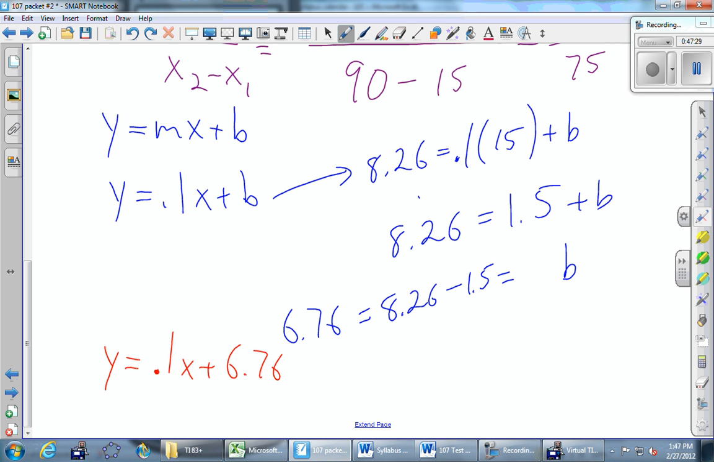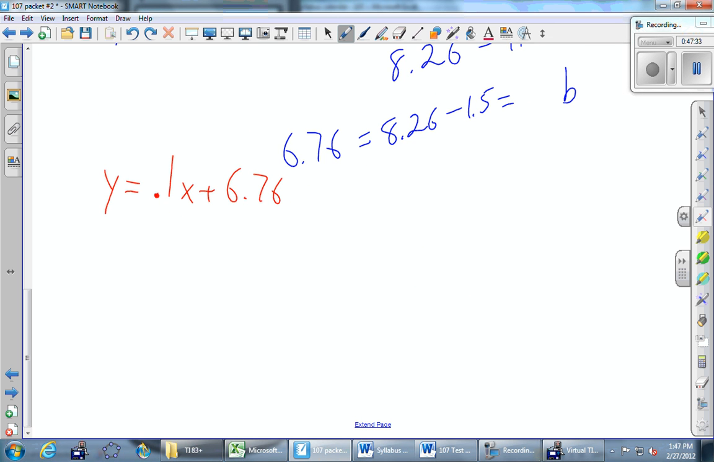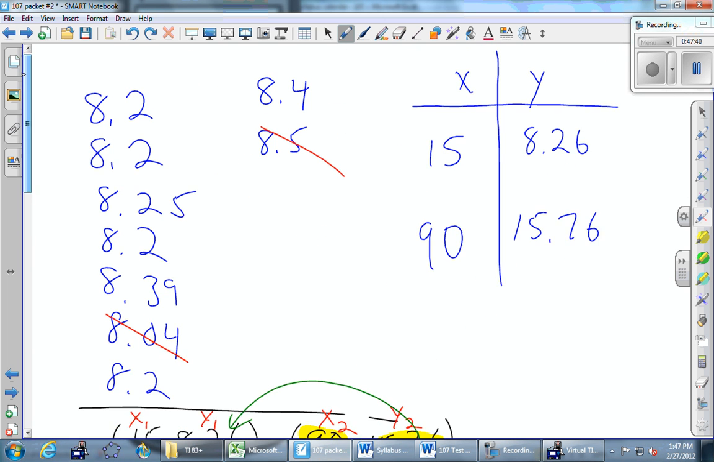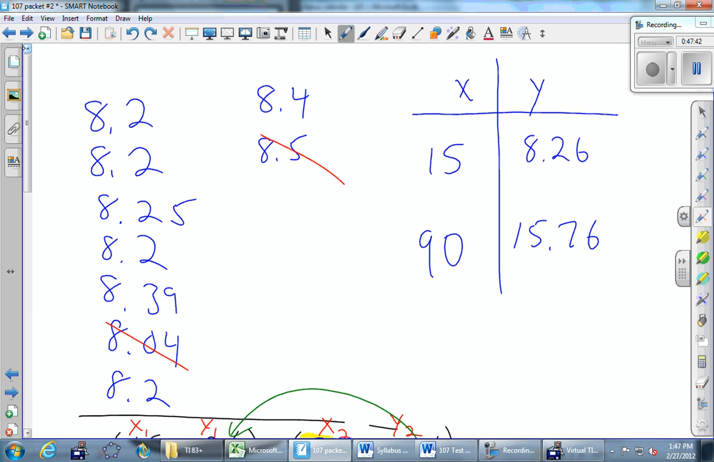Okay. That is the equation of the line. And I will tell you that that 6.76 means something. Remember the x was me artificially slowing the calculator down by saying count from 1 to x. Count from 1 to 15, or count from 1 to 90 and drop the ball really slow.